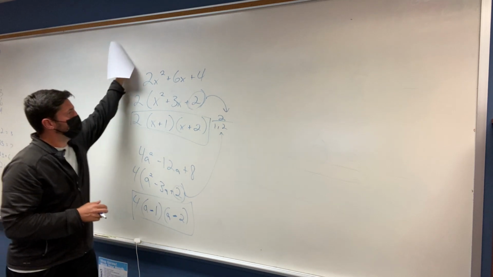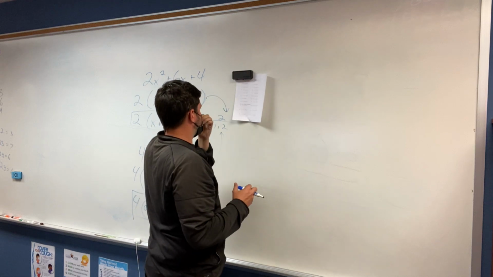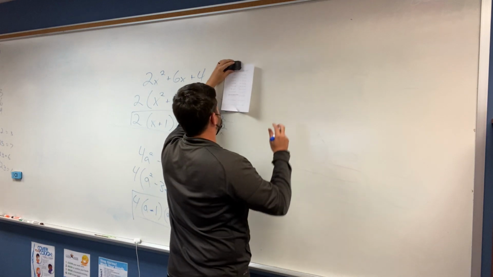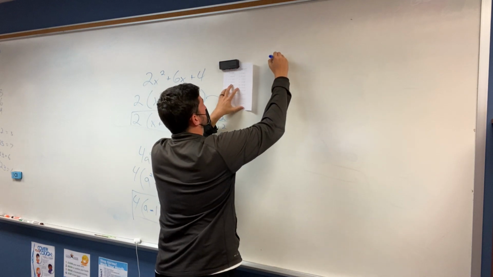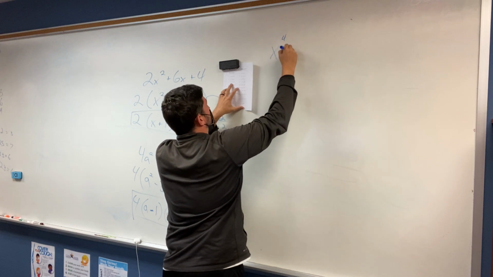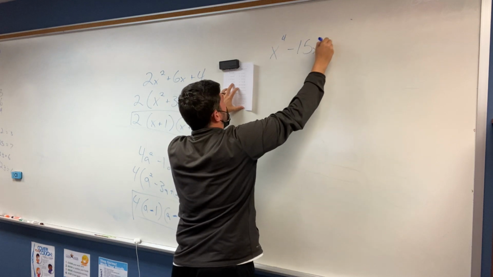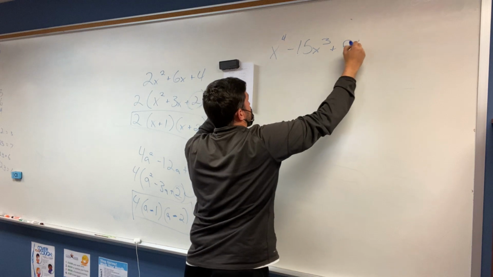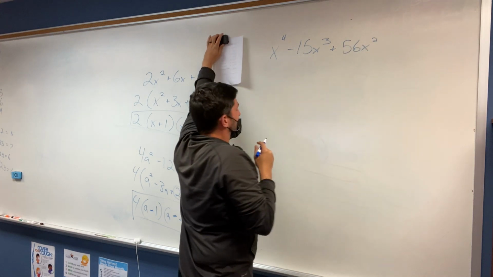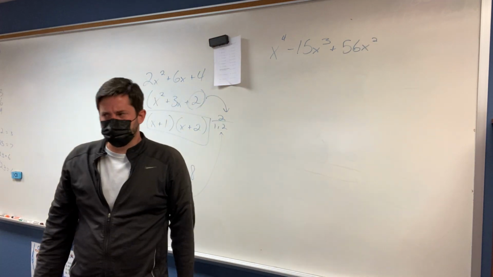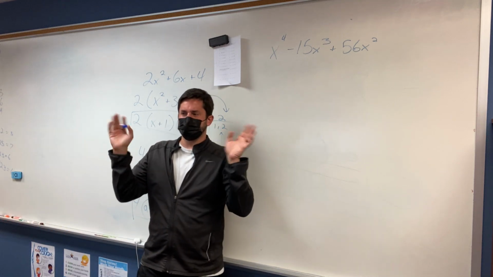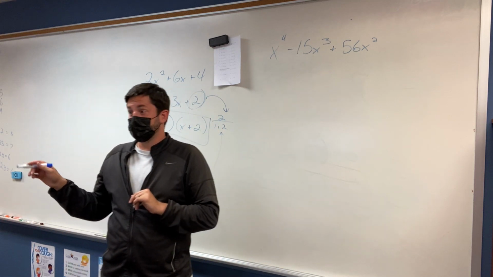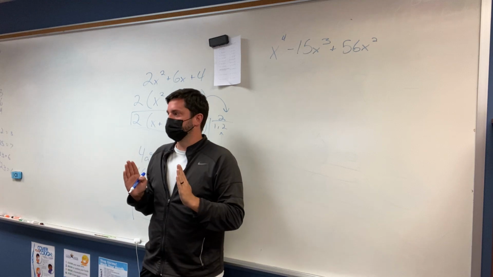All right. Now, I really like this one, number 7. That's going to look a little different. We have x to the 4th minus 15x cubed plus 56x squared. What's the biggest thing you see here that's like, whoa, that's different? There should be a red flag that goes off. The exponents are not what they're supposed to be, right?